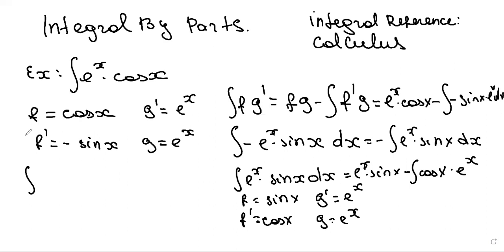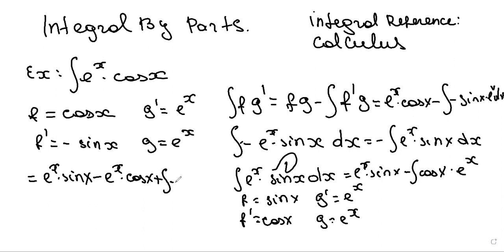Let me just erase this. So we are going to have the same thing again and again. We have e^x sine x minus, and we just copy the same thing, e to the power of x cosine x plus negative e^x sine x. And instead of this, we just write the same thing again, e^x sine x minus e to the power of x cosine x.